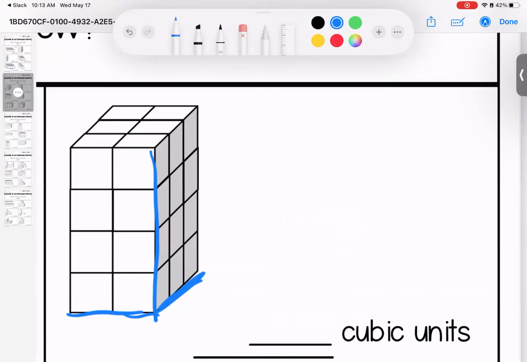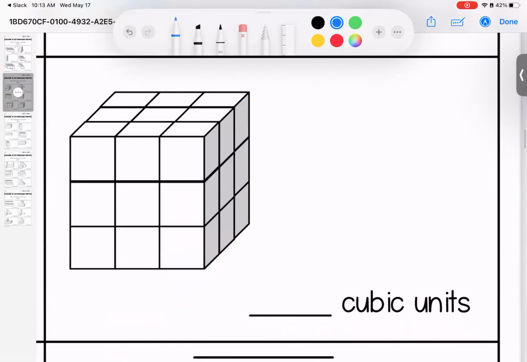So 1 and 3, 3 and 4. Sorry, 3 and 4 is 12. We have 2 layers of them. 12 and 12 is 24. My brain just froze. All right, this one is 3 by 3, and we have 3 layers.